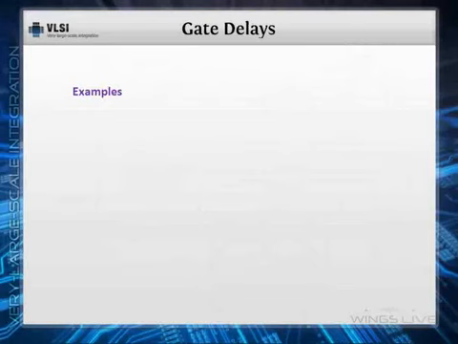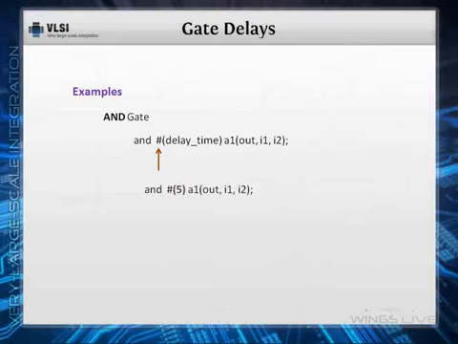Here are the examples of delay specification. Now let's take an AND gate as an example. At first, we shall use only one delay. As I told you, if we give one delay, the value is used for all transitions. Here we used only one delay. Delay is always specified along with a hash symbol. Let's specify this delay time as 5. So now all transitions will be delayed by 5 seconds, or milliseconds, depending on our design.